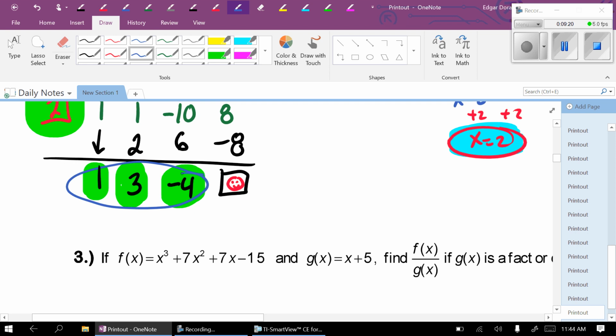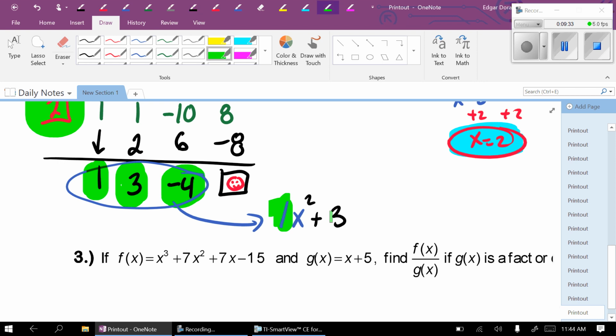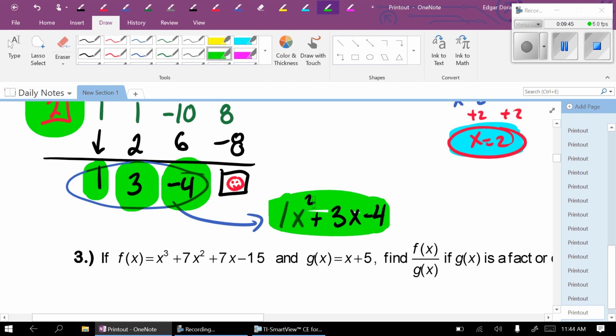These are coefficients for a new function, which is 1 from right here, okay? X squared plus 3, again, the 3 from here, and then finally that negative 4 is going to be our constant, so minus 4, and that's from here, okay? So the whole function is going to be 1x squared plus 3x minus 4, okay? And that's our final answer, guys.